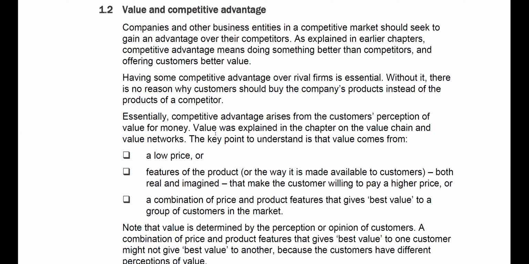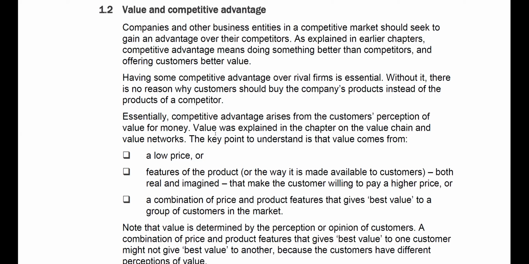So essentially, competitive advantage arises from the customer's perception of value for money. So how does the customer perceive what you are giving him? So remember, it all starts with quality. Quality to you is different from quality to me, right? So the value that the person perceives is what we call what? Value to the customer, or the perceived benefit he's getting from that product or service.